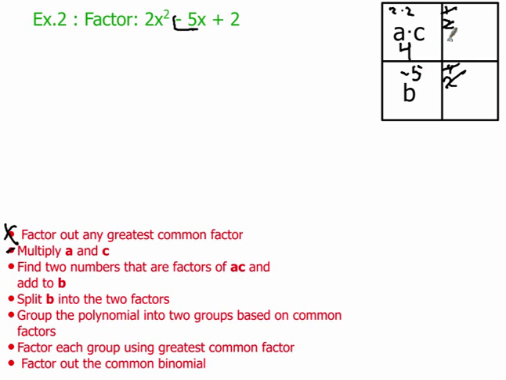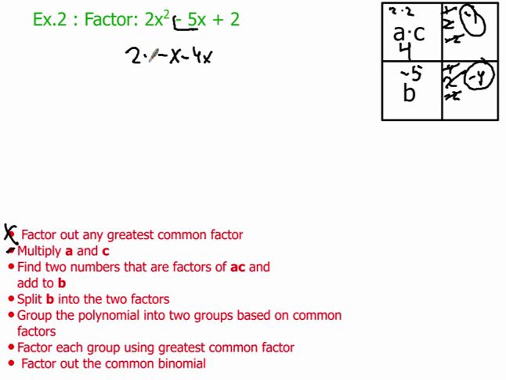Well, what if I use negative numbers? What if I say, for example, negative 2 times negative 2? Negative times a negative is a positive. 2 times 2 is 4. Negative 2 plus negative 2, well, that's negative 4, so that doesn't work. How about negative 1 and negative 4? Negative times a negative is a positive. 1 times 4 is 4, so that works. And negative 1 plus negative 4 gives me negative 5. So these are the two factors I want to use. So negative 5x becomes negative x and negative 4x.